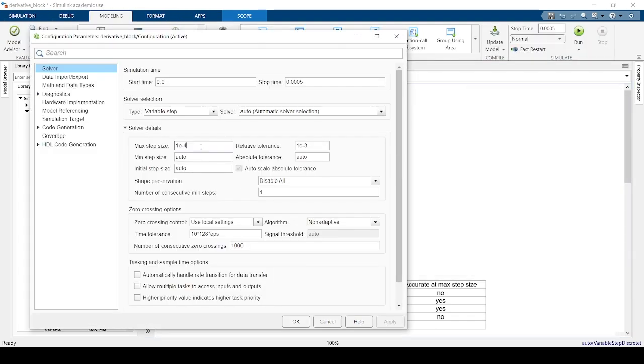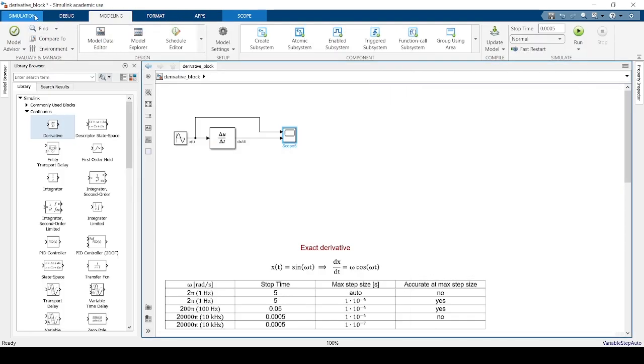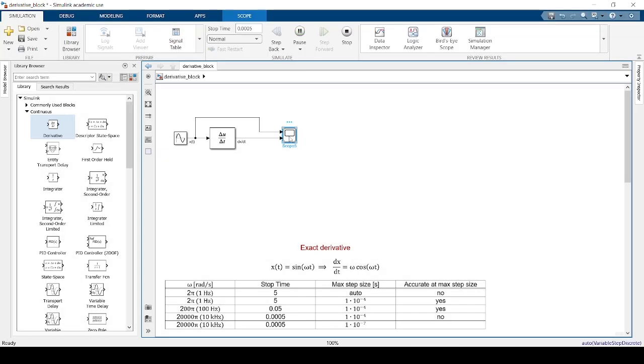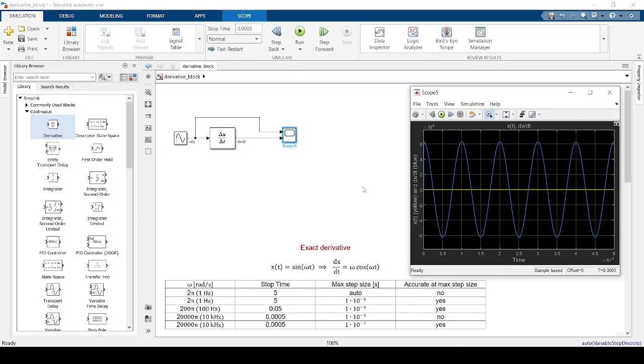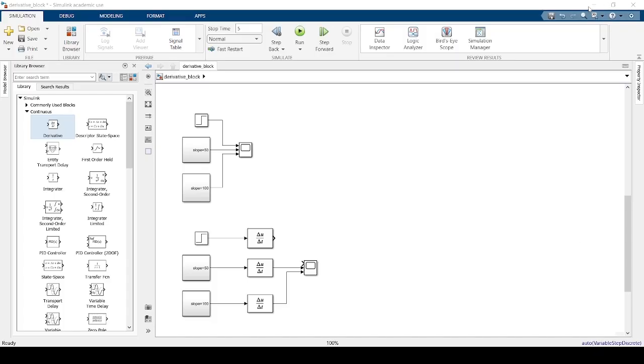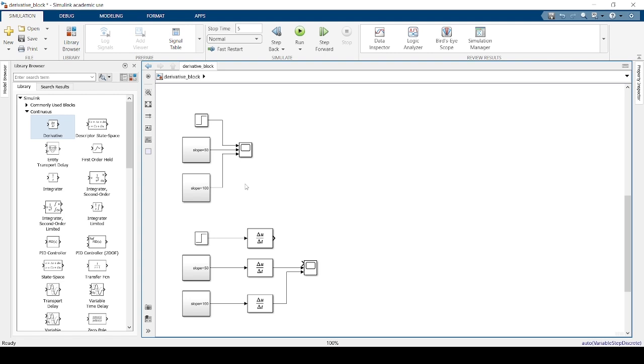The lesson here: when dealing with fast-changing signals, make sure to reduce the maximum step size so that the signal is sampled more frequently, ensuring an accurate derivative calculation. When the signal has a sudden jump, the derivative calculation becomes inaccurate. No surprise there, since the derivative technically doesn't exist at a jump. But this issue is worth exploring.